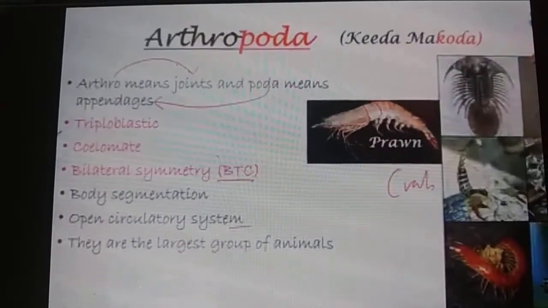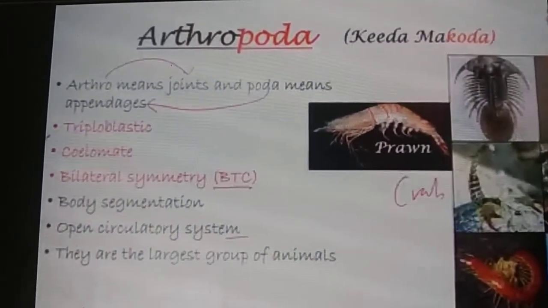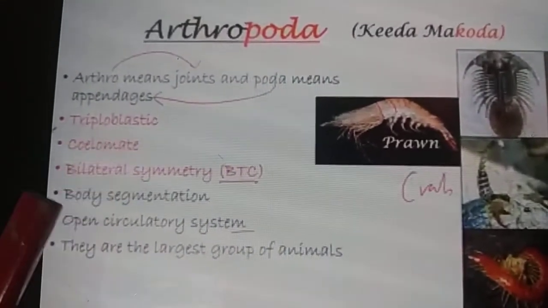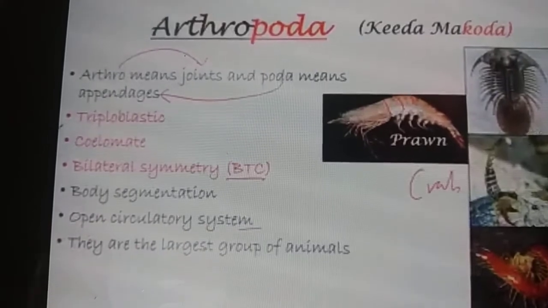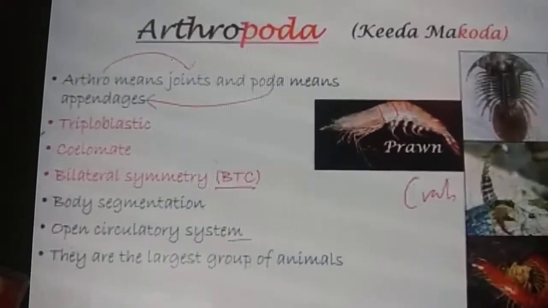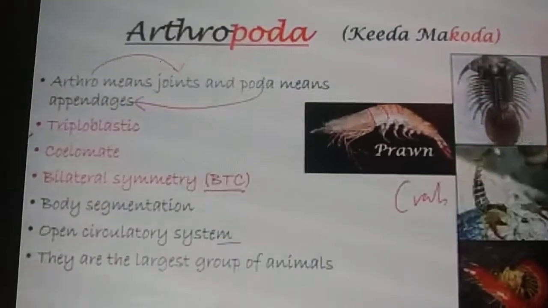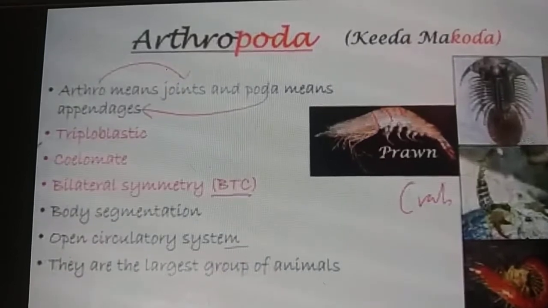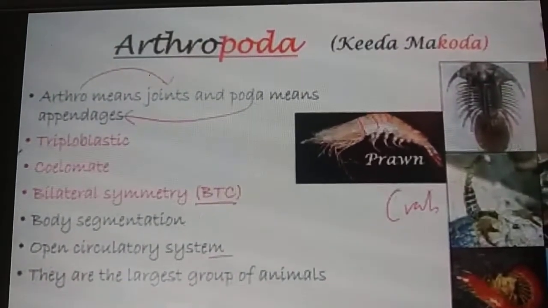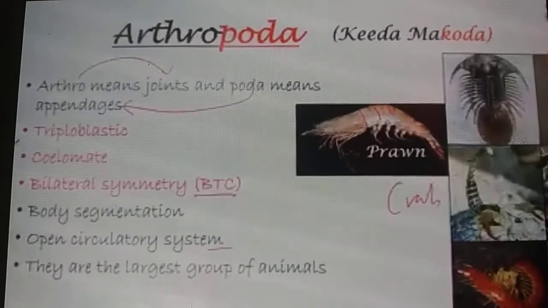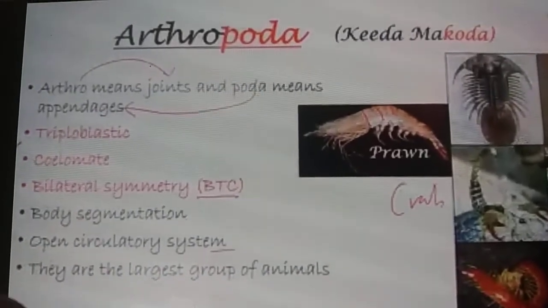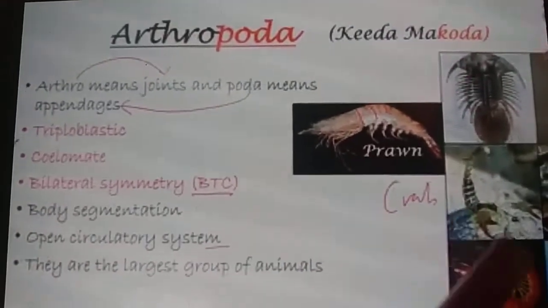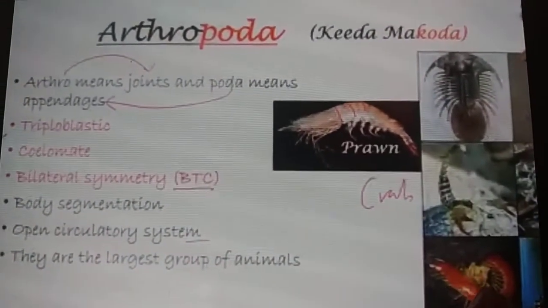Now the features of this Arthropoda, even this is BTC. What is BTC? Bilateral symmetric, then coelomate and triploblastic. All these 3 are present in that. And then next, body segmentation. The body is segmented. Then open circulatory system. What about human beings? We have a closed circulatory system. The blood flows inside the vessels in our body, right? But here in Arthropoda, it is an open circulatory system. The blood is present all over the body. That is open circulatory system.